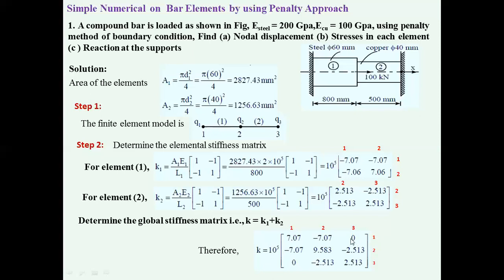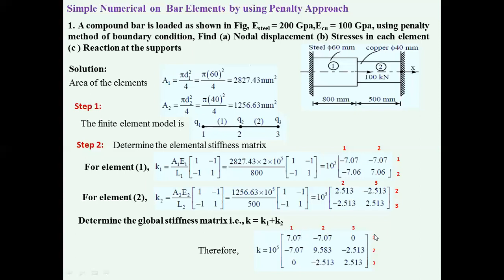Now go for 1 cross 1. So it is K11. You check it over here. Here we have 1 cross 1, it is minus 7.07. Here we don't have. So write minus 7.07 as K11 element.